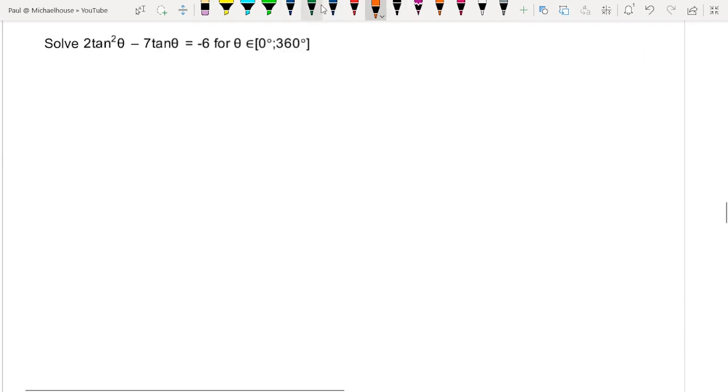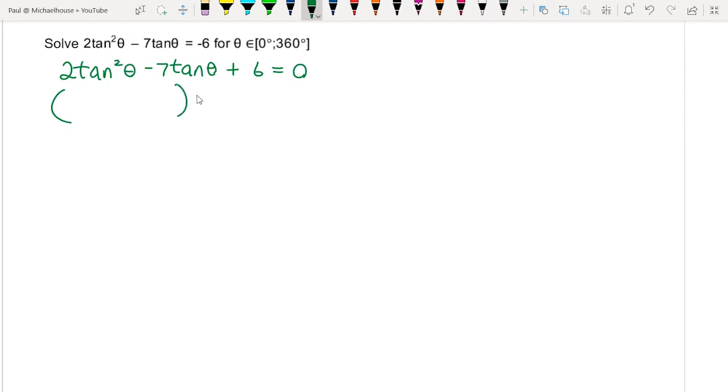We're moving on to our next and last type. And this one I'm hoping that you might pick is actually a trinomial. It's a sort of k substitution thing. Remember with a quadratic, we actually want a 0 on the right-hand side. So we've got 2 tan squared theta minus 7 tan theta plus 6 equals 0. This will actually factorize as follows.